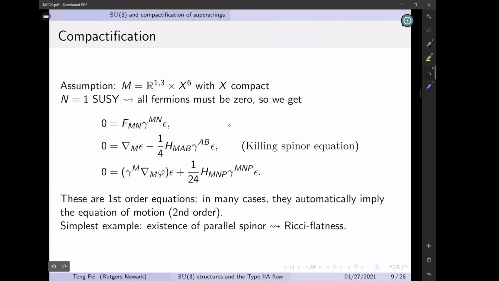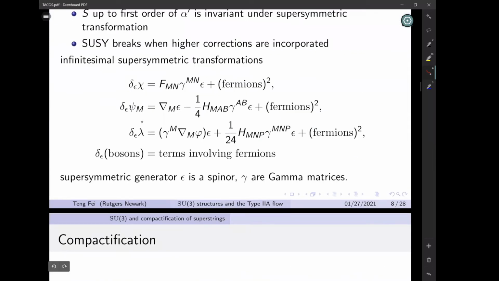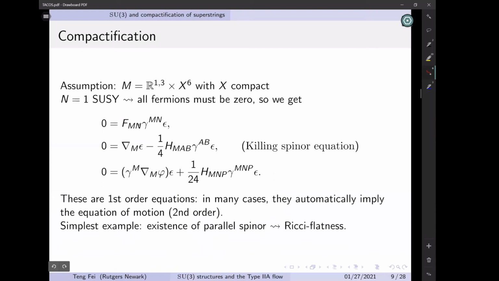So if we go back to the last page, we see all the fermions should be 0, so all the left-hand sides are 0, and these terms drop out because they involve quadratic terms of fermions. And the bosons are naturally supersymmetric, because the right-hand sides here are 0. So we only have these 3 equations to solve. These are 3 equations implied by supersymmetry, and also other conditions. In particular, the second equation here is called the Killing spinor equation.